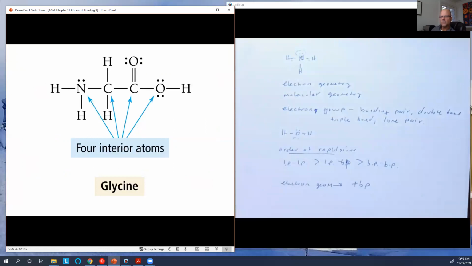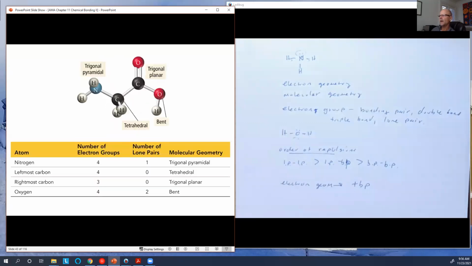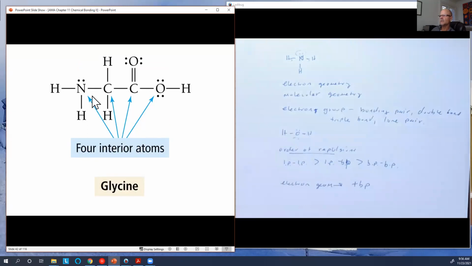What if you have multiple interior atoms instead of just one? How do you figure out the geometry of a molecule like that? Well, you can figure out the geometry about each individual interior atom based on the number of electron groups and lone pairs on that central atom. So here is an amino acid, glycine. Amino acids are the building blocks of proteins. So this is a larger molecule than what we've seen so far.